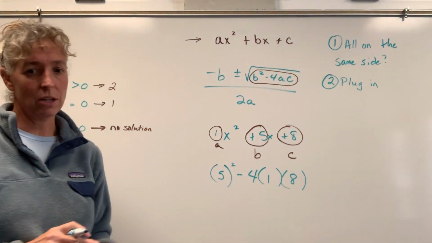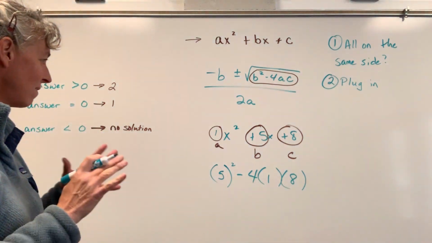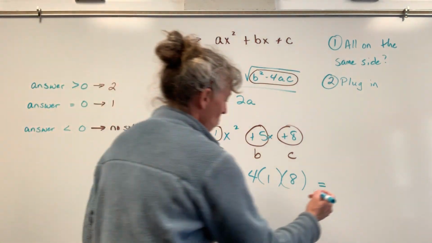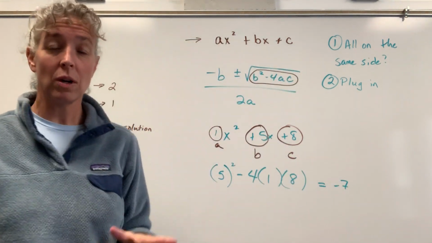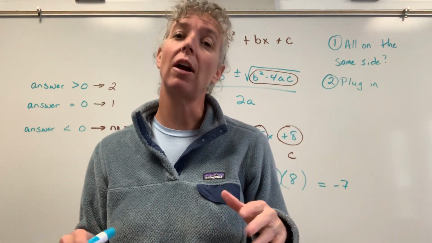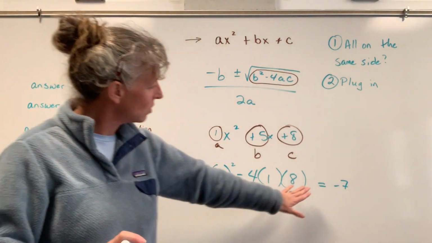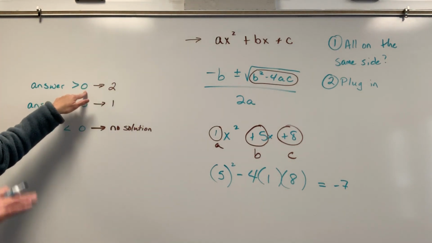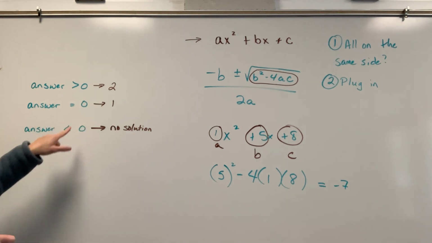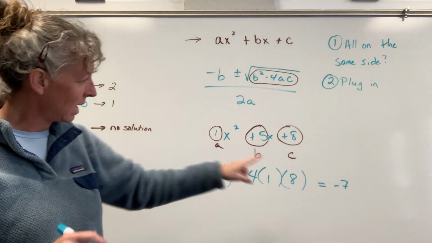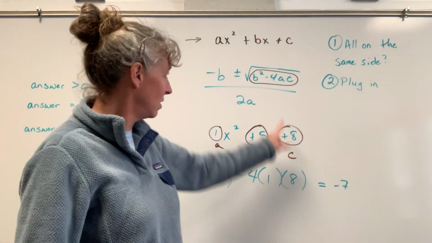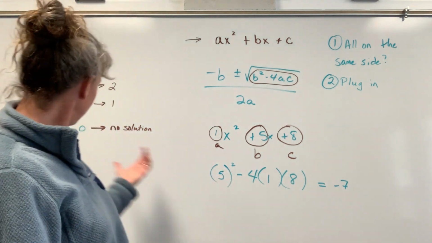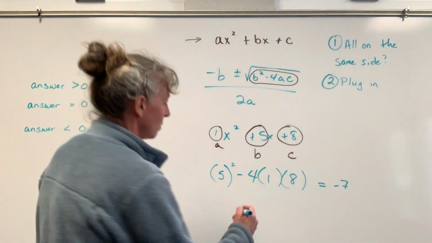25 minus 32, and we're going to get into a negative number. When you do this, the answer you should get is -7. Remember, we're not trying to find the solutions, we're just trying to figure out how many there would be. So if my answer is a negative number, I go back to my little code here. Is my answer bigger than 0? Nope. Is it equal to 0? Nope. Is it less than 0? Yes. My answer, -7, is less than 0. So when your answer is less than 0, it means you have no solution. So my answer here would be no solution.